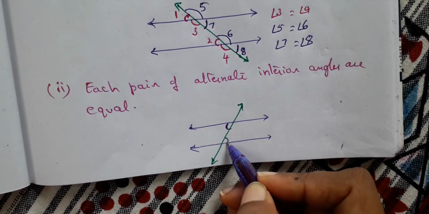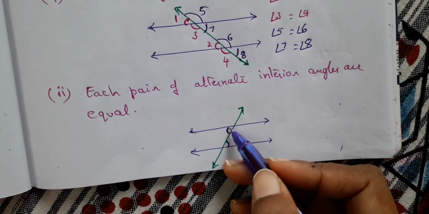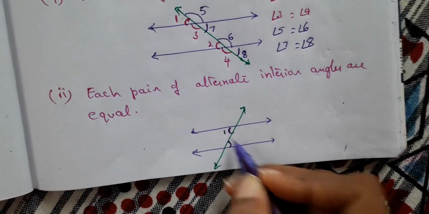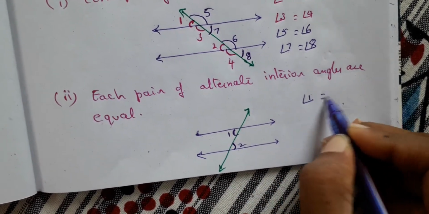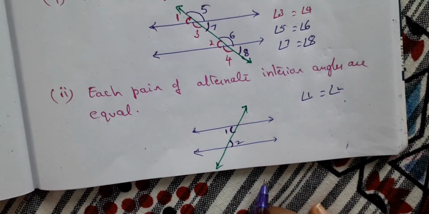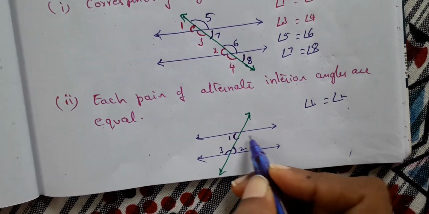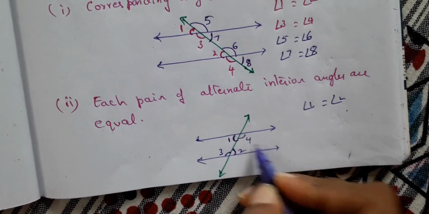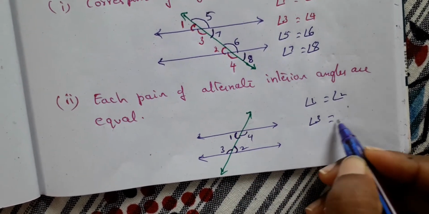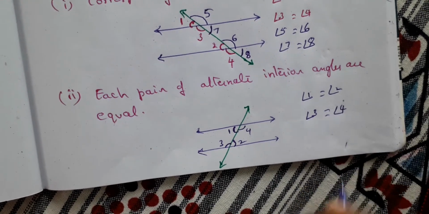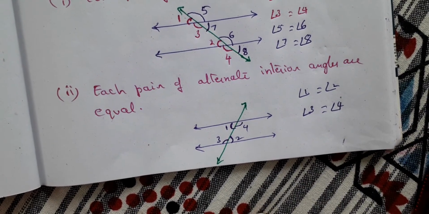Alternate means on the other side. This is the other one. So, both are paired. 1, 2. So, angle 1 is equal to angle 2. Right. And this is the other one. Other interior 3. This is 4. So, angle 3 is equal to angle 4.